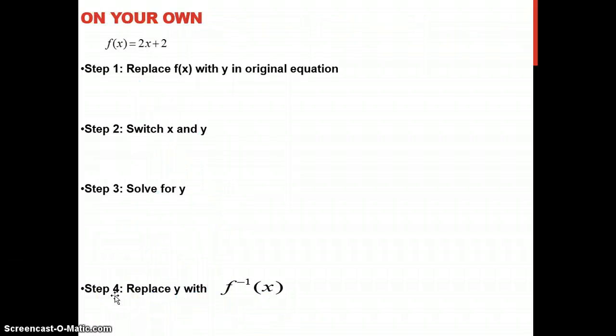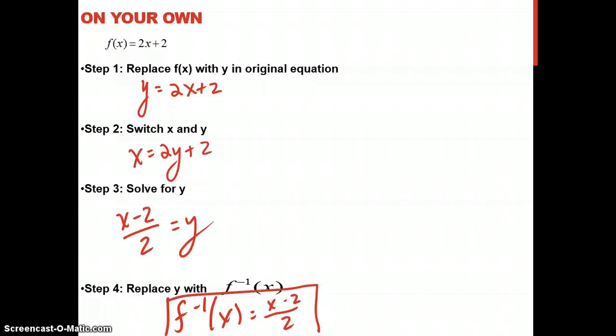I want you to do the next example on your own, following the same steps in the same format. When you've finished, go ahead and check with my solutions. Go ahead and check mine.